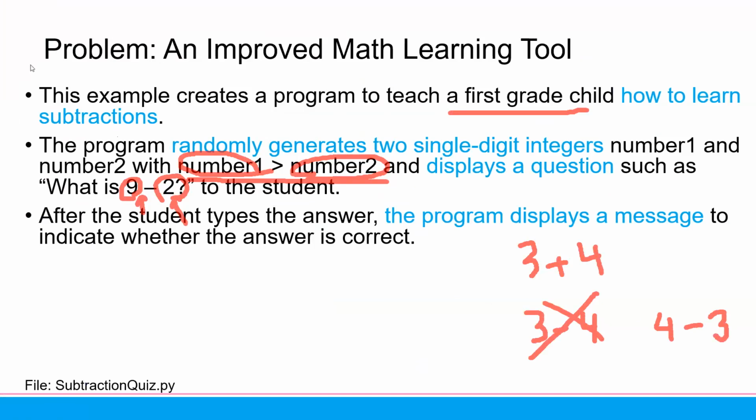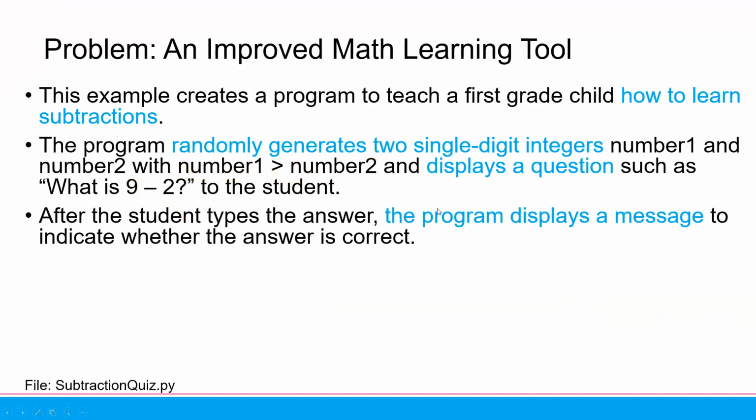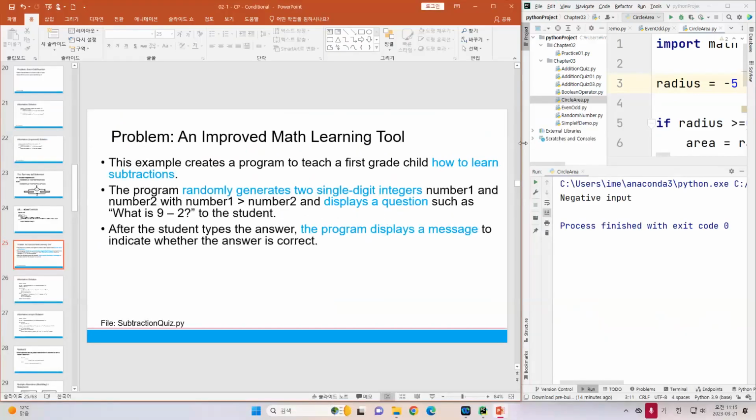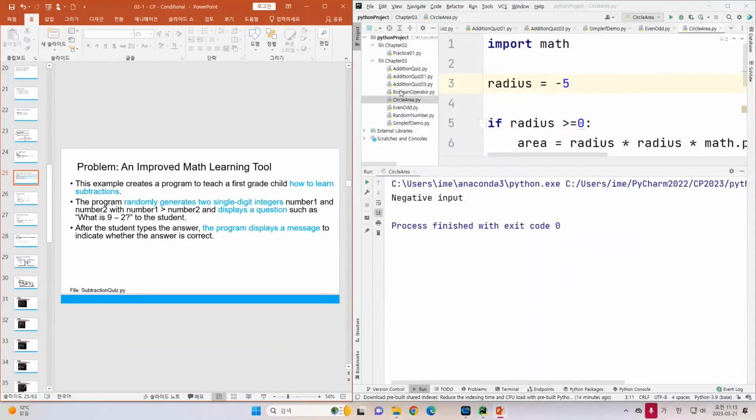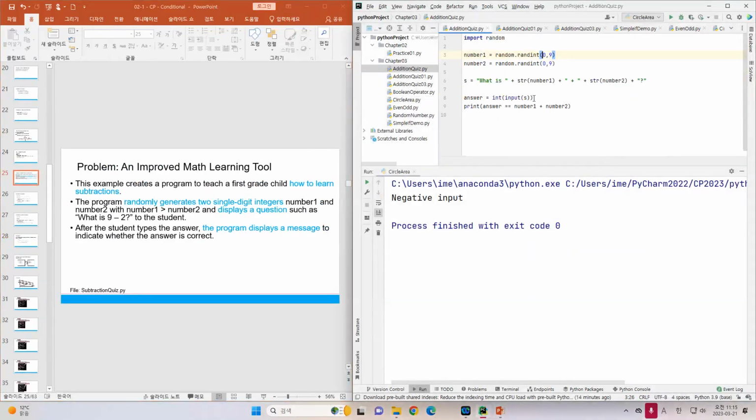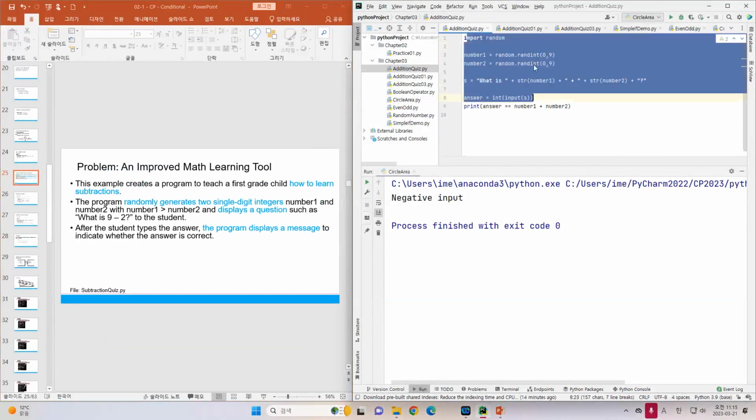We want to make it 4 minus 3 instead. After the student types the answer, the program displays a message to indicate whether the answer is correct. How can you make this program? If you still remember the addition quiz 1, we have the random integer for number 1, and we have a random integer for number 2.